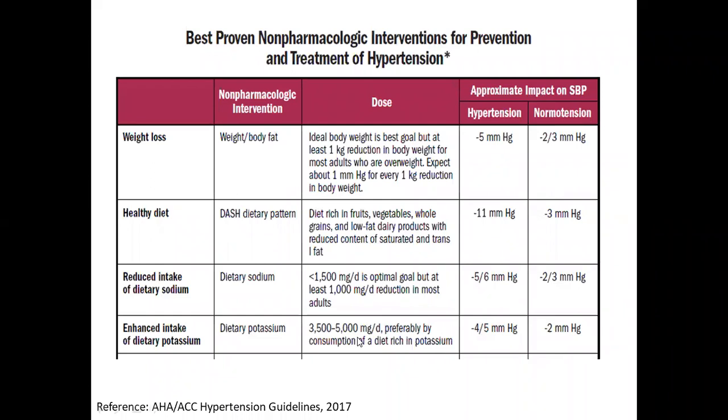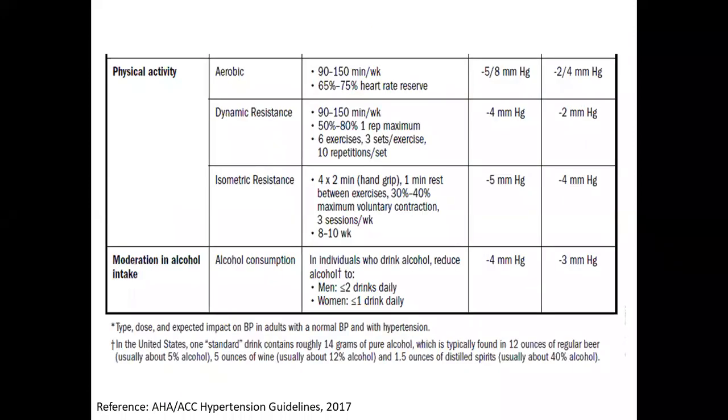So these are the changes which patients can start when they get the diagnosis of hypertension, to reduce their drug dose, as well as get the extra benefit. There is also some other non-pharmacological therapy, like physical activity. If the patient can get involved in aerobic exercise, like 90 to 150 minutes of brisk walking per week, or dynamic resistance training or isometric exercises for some duration throughout the week, then they can decrease their blood pressure by about 5 millimeters of mercury.